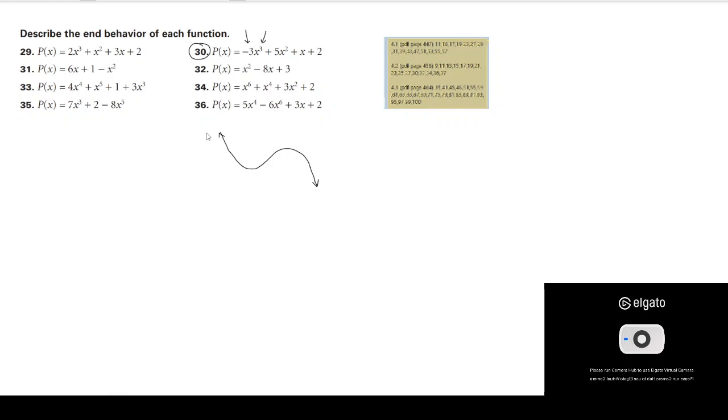So how do you describe this? For the left hand, you say as x approaches negative infinity, y approaches infinity. For the right hand, as x approaches infinity, y approaches negative infinity.